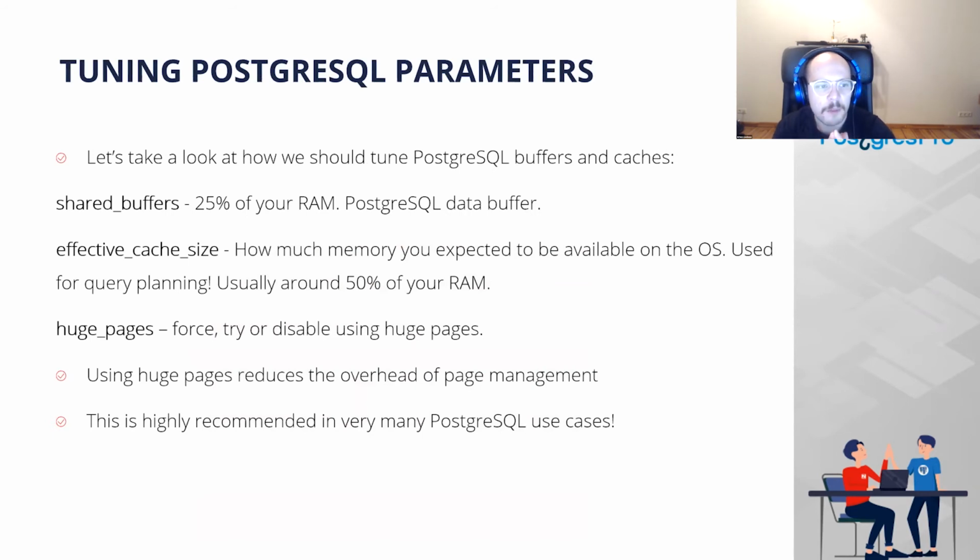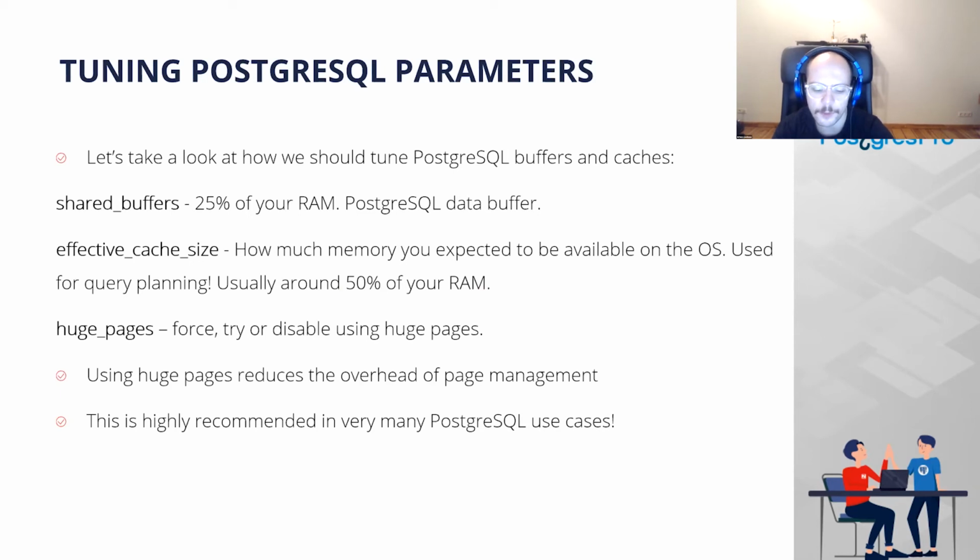So let's get to shared buffers and effective cache size and also huge pages. Generally speaking, and this kind of applies on larger sets of memory, so 16 gigs and upwards, shared buffers should be something like 25% of your RAM. If you're very limited on memory, then maybe 15%, but 25% is a good starting number.